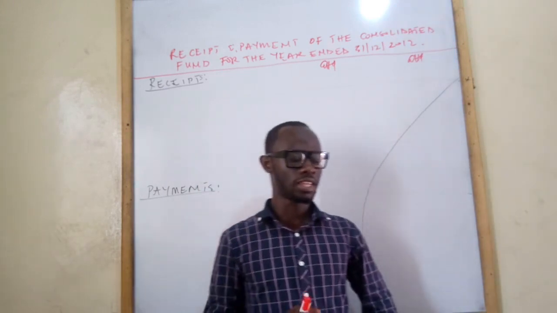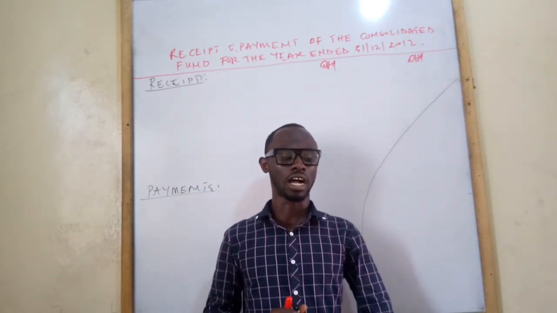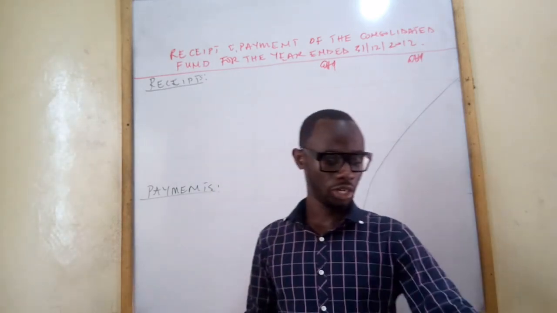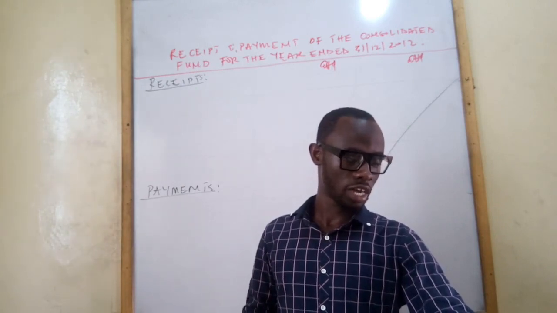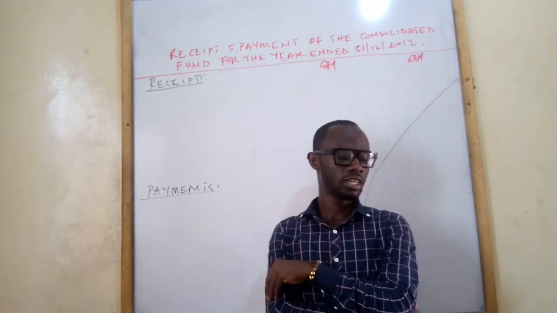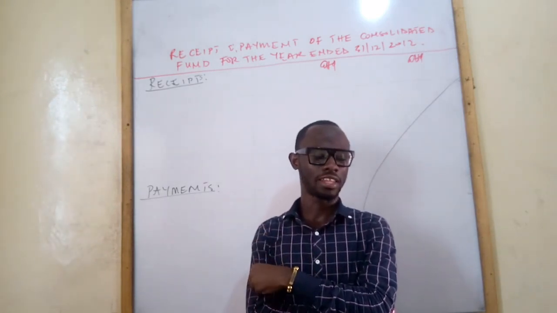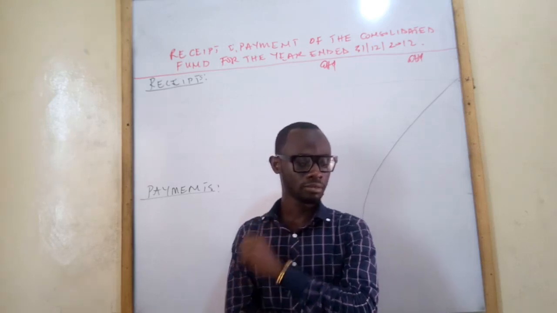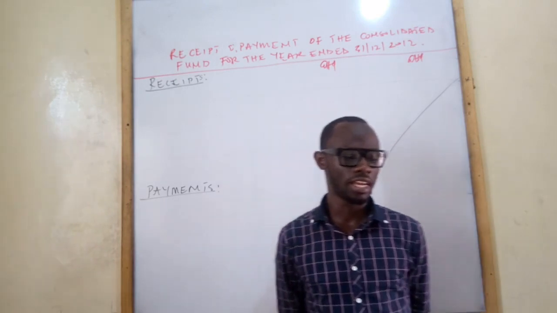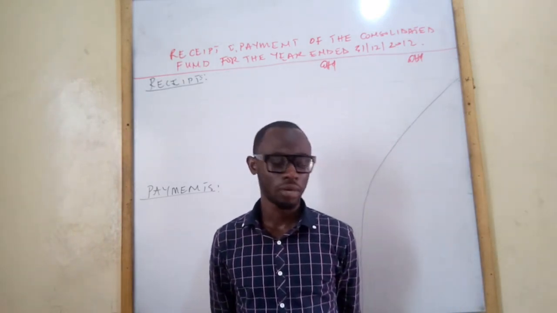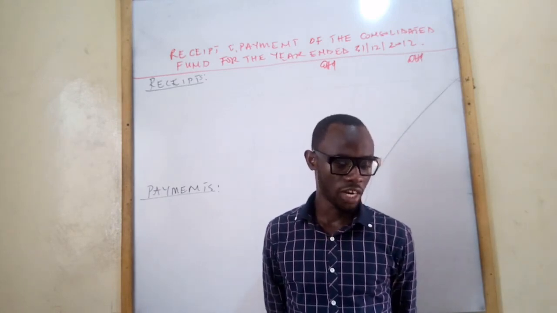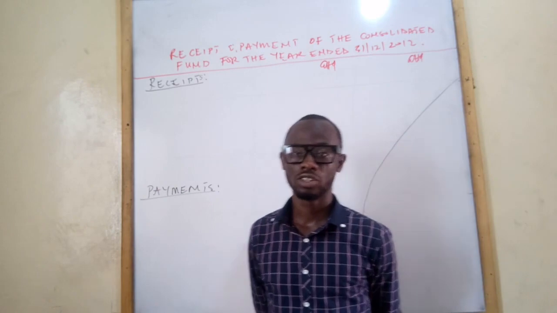The following are the balances extracted from the public accounts on the consolidated fund for the year ended 31st December 2012. So let me go down straight and look at the requirement of the question. A. Prepare receipt and payment of the consolidated fund for the year ended 31st December 2012. B. Statement of cash and bank balances at the beginning and at the end of 31st December 2012. And then state 5 components of the statement of the financial statement of the public accounts of the consolidated fund.